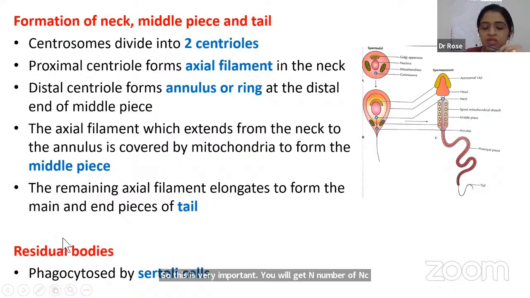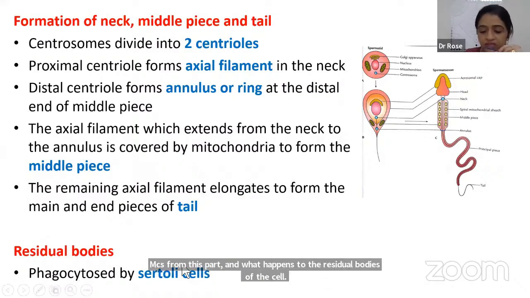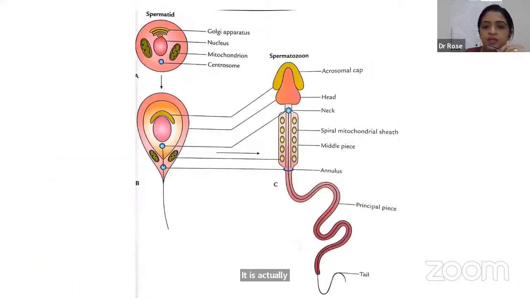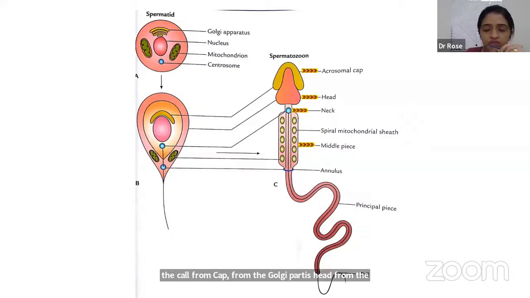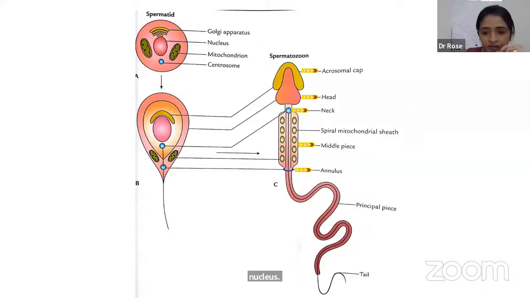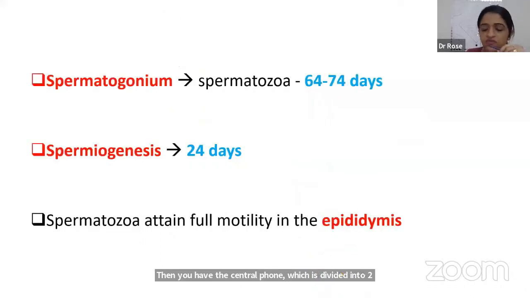And what happens to the residual bodies of the cell? It is actually phagocytosed by the Sertoli cells which are lying nearby. So this is just again a quick review. You have the acrosomal cap from the Golgi apparatus, head from the nucleus. Then you have the centrosome, which is divided into two centrioles, proximal and distal.